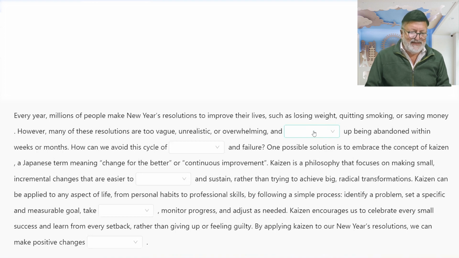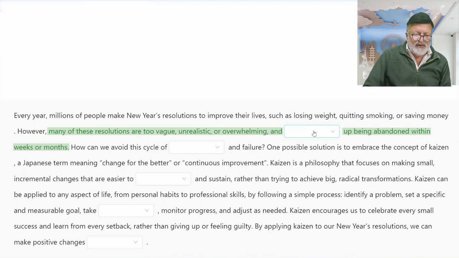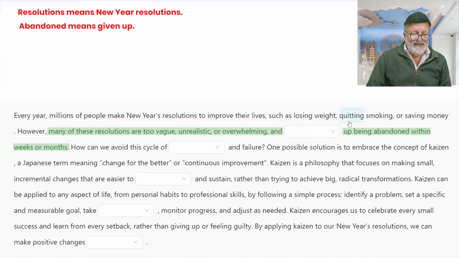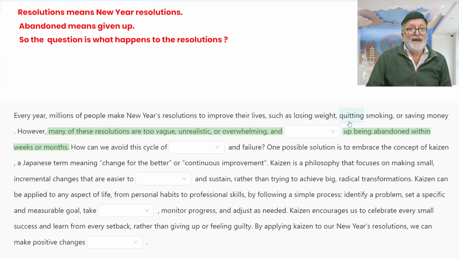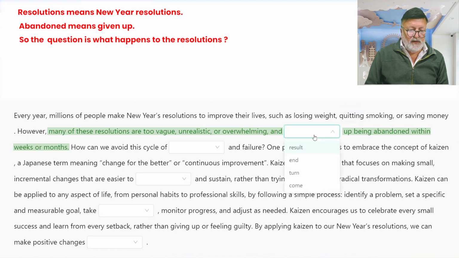It is not necessary to read the entire text. To save time, we can start from "many of these resolutions are too vague, unrealistic, or overwhelming, and dash up being abandoned within weeks or months." So resolutions means New Year resolutions. Abandoned means given up. So the question we have to ask is, what happens to the resolutions? Now the choices are result, end, turn and come.